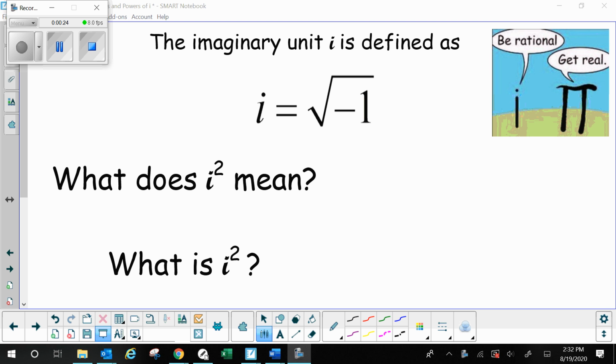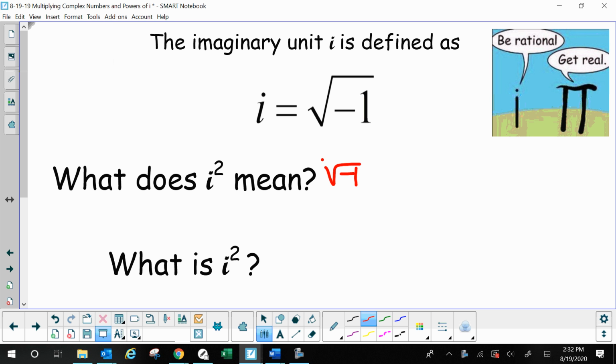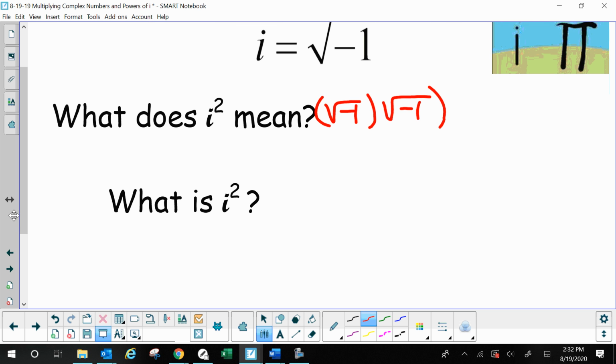So what does that mean? The square root of -1 times the square root of -1. Well, what is the square root of anything squared? Itself, right? So what is i squared? i squared is just -1.